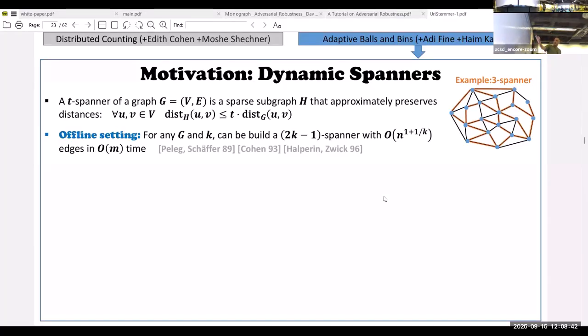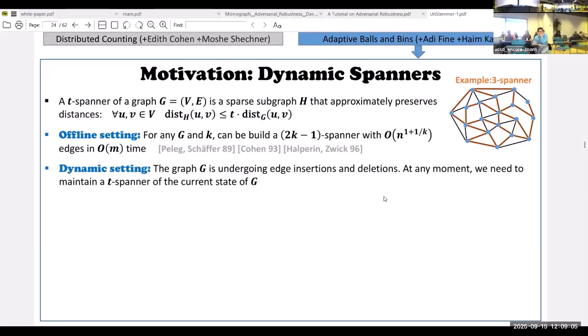So we actually know that if you want to construct a spanner with that stretch, then the optimal number of edges that you need is, under some girth conjecture, which I'm not going to discuss. Let's just say this. Okay. So in the offline setting, it's great. Linear time, optimal in terms of the size of the spanner, and we're ahead.